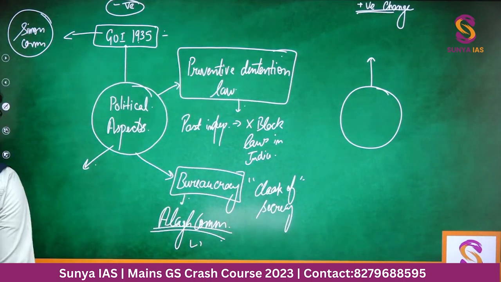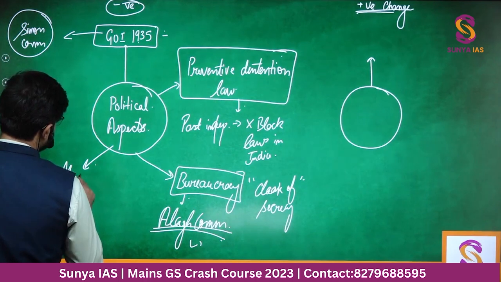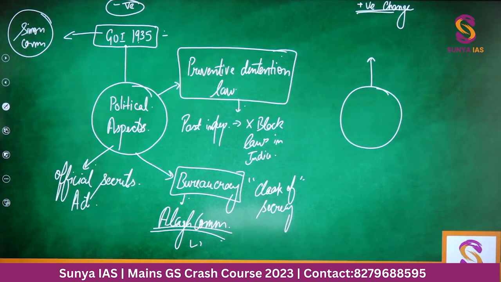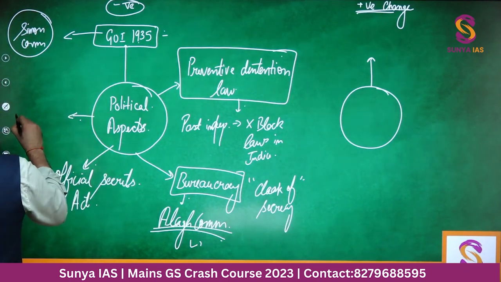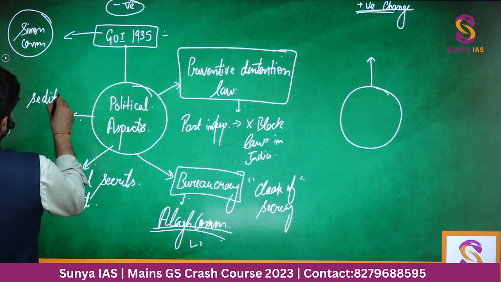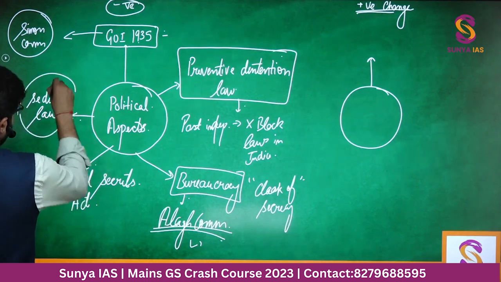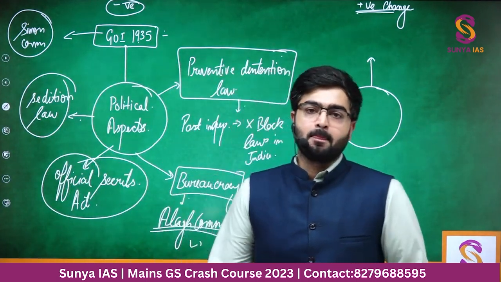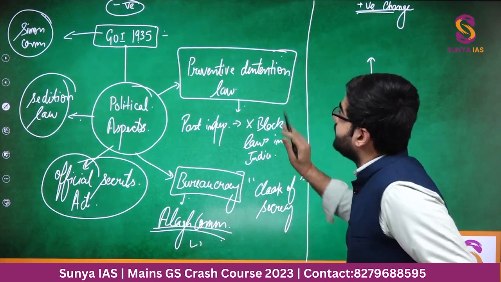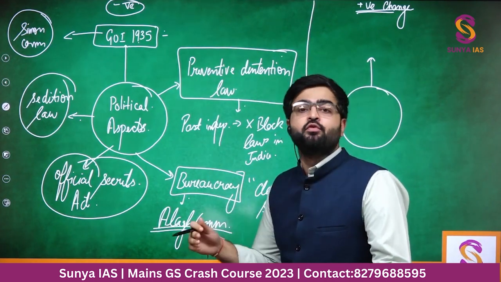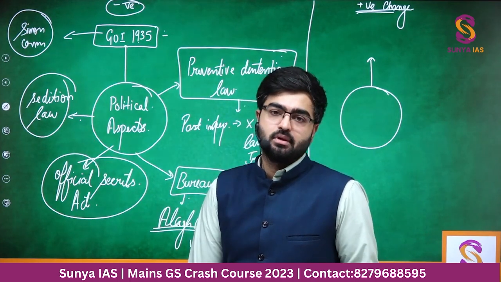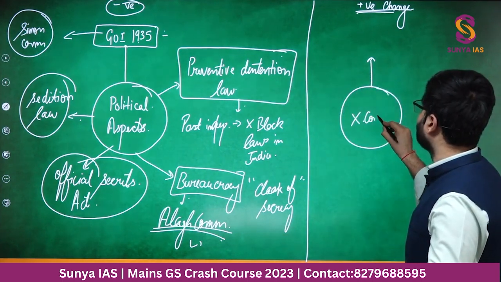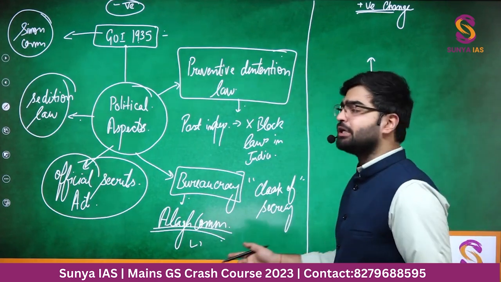Then, without any hesitation, you can mention the continuation of the Official Secrets Act. And lastly, in the political aspect, you can mention the continuation of the Sedition Law. So this is your political aspect, sir. Now, here we have shown, sir, there is a negativity or the negative aspects where we are continuing with the legacy of the Britishers. Now, do we have any points to support our view that we are not continuing? The first point to support is the introduction of RTI.